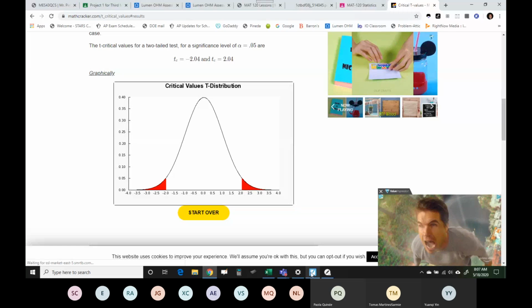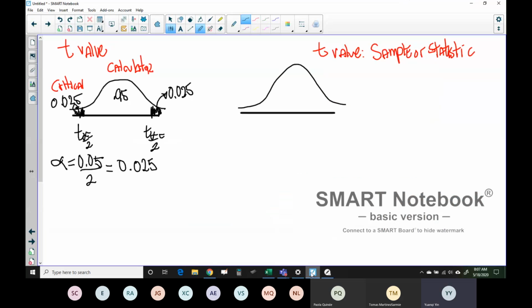So now we're going to go to negative 2.04, and we're going to write that number as we see it there. This is 2.04, and this is negative 2.04. Okay, perfect. Now we're going to go here, and we're going to get the T. This is from the calculator. This is very simple.